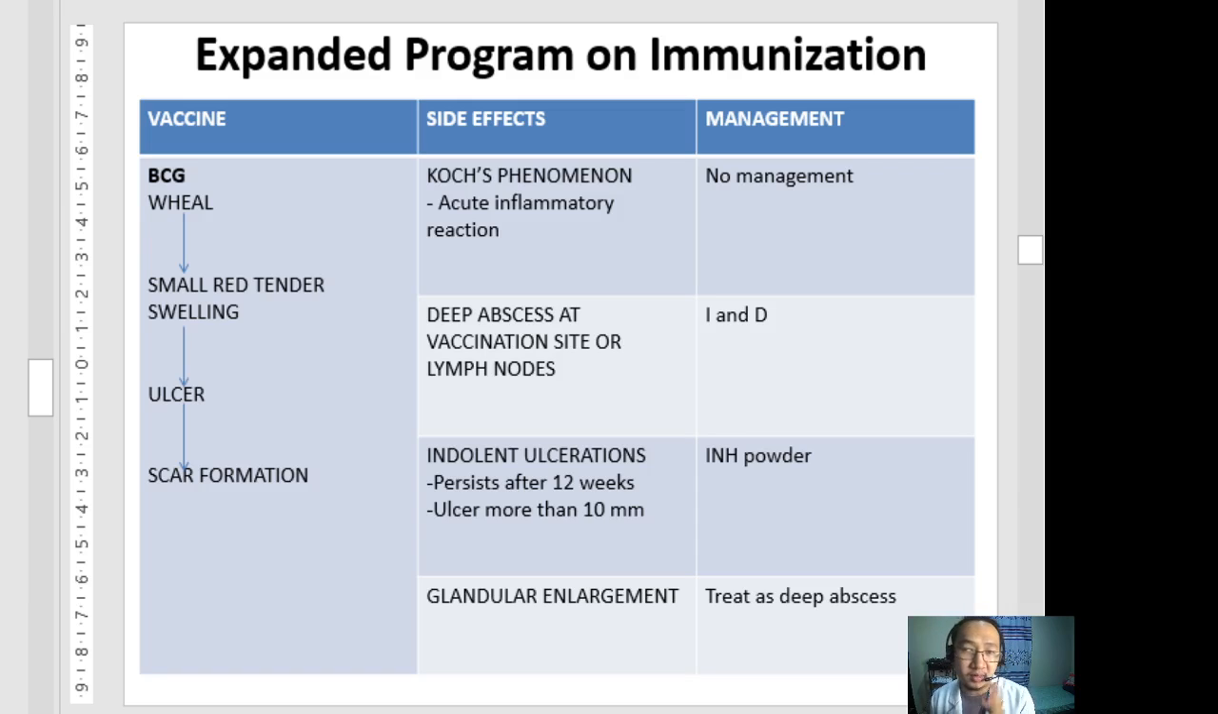Okay, going back to the first column, we have the wheal, the swelling, the ulceration, and the scar. Usually this takes time. Swelling usually happens, based on one reference, at 2 to 3 weeks. Then it forms an ulcer that heals by itself, and by 12 weeks the scar stays in the skin. Okay, so that's the common and the less common side effects for BCG.